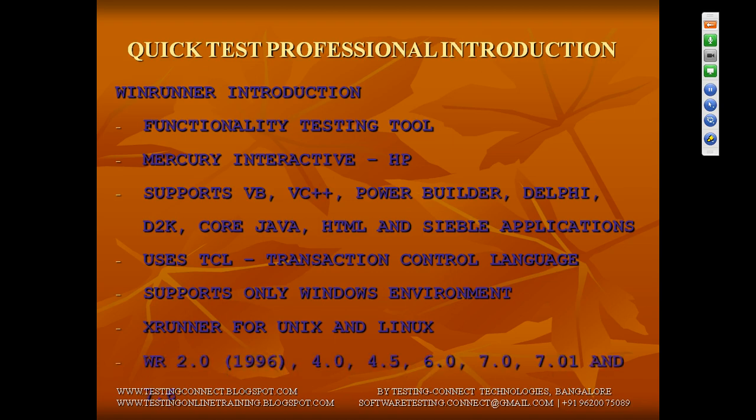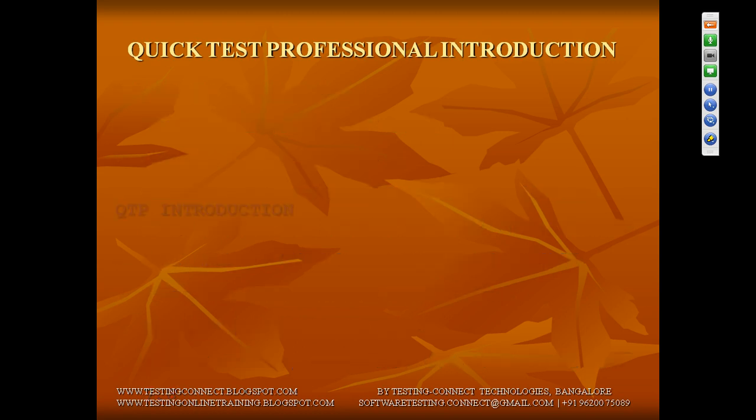With Winrunner, they started with 2.0 in the era of '96. Then they came up with different versions. They stopped at 8.0. Then onwards you will be able to see your QTP version.